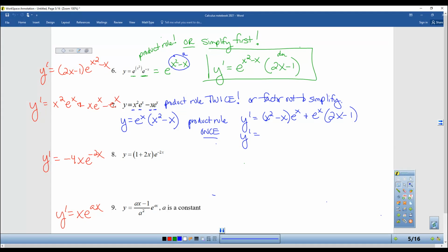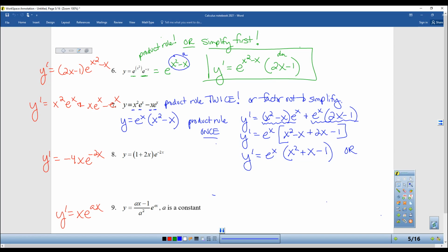Or, I guess, did they multiply it out? I think they multiplied it out just to get that answer. There's lots of ways to do it. Actually, I am going to factor it out because I want you to see how that's done. So there's two pieces here. If I take the e to the x out of the first piece, I'm left with x squared minus x. If I take the e to the x out of the second piece, I'm left with 2x minus 1. And then I can simplify that to e to the x times x squared plus x minus 1.